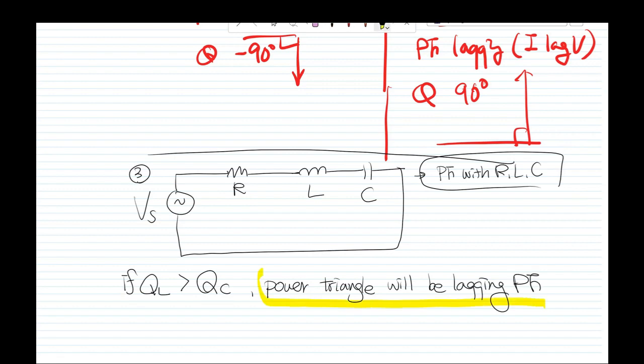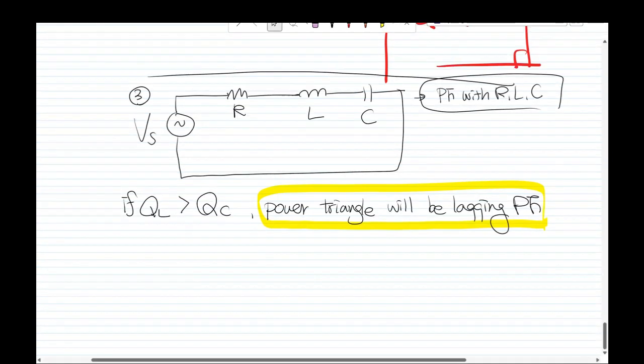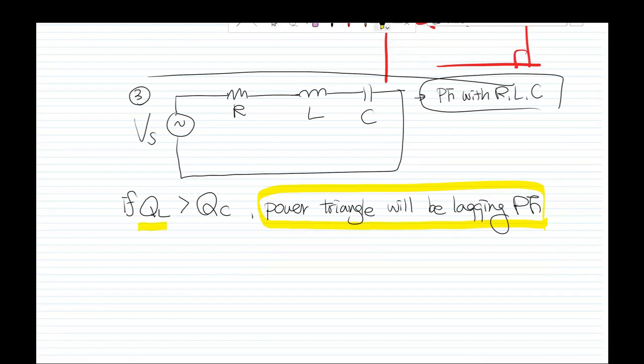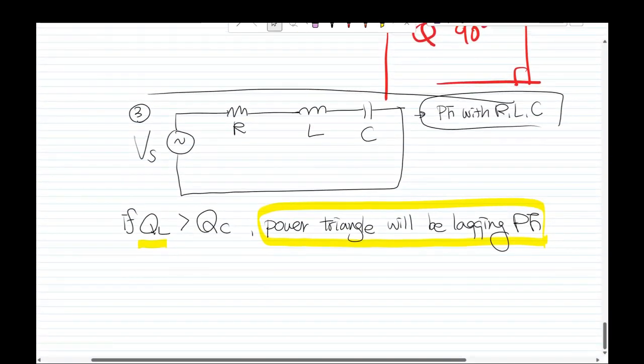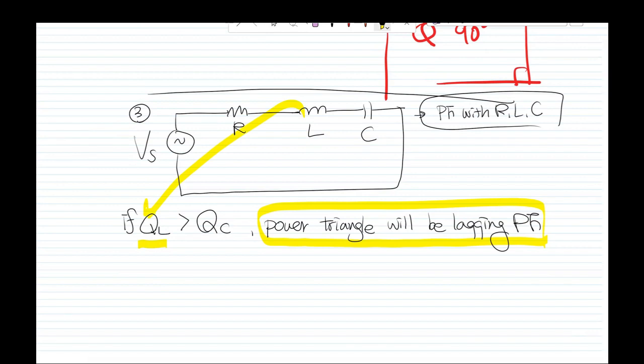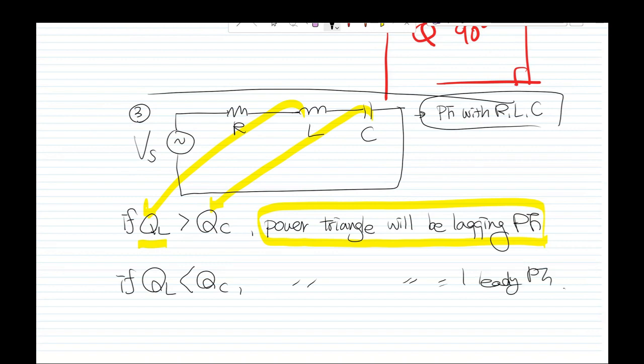Very important. Okay? Like this one. So maybe after you calculate from the circuit the reactive power for the inductor and the reactive power for the capacitor, if Q sub L is greater than Q sub C, we're going to say the power factor is lagging. But if Q sub L is less than Q sub C, the power triangle will be leading power factor. Okay?